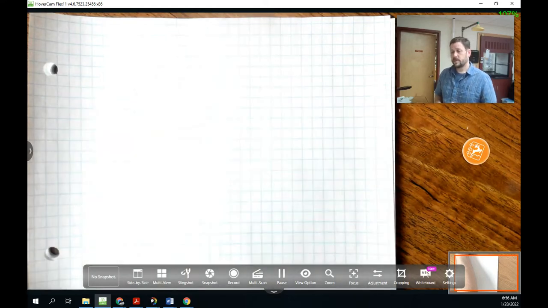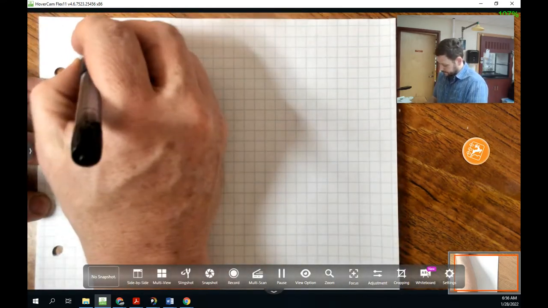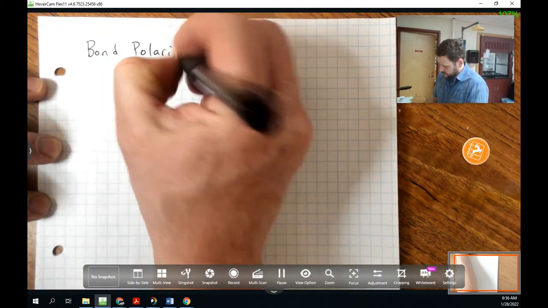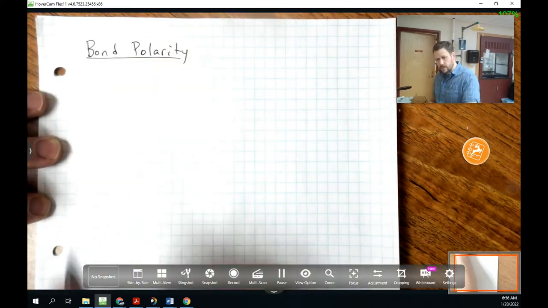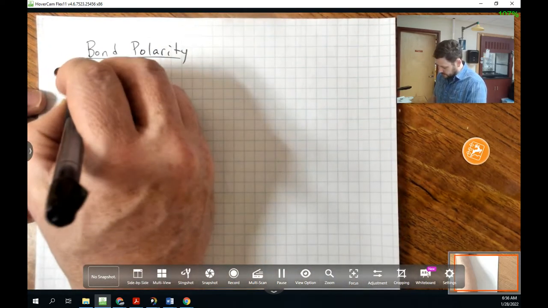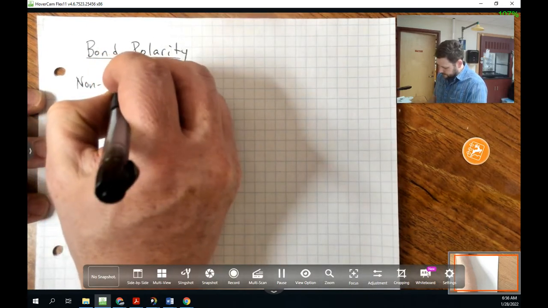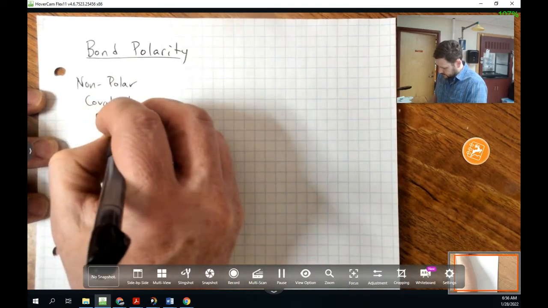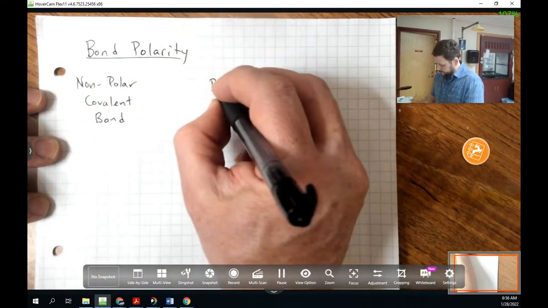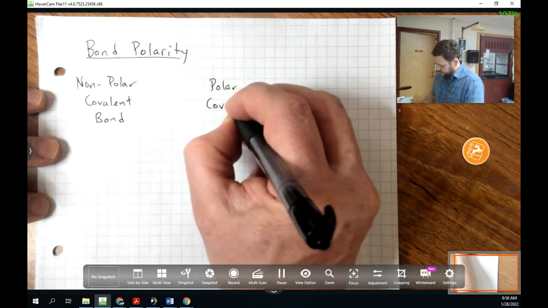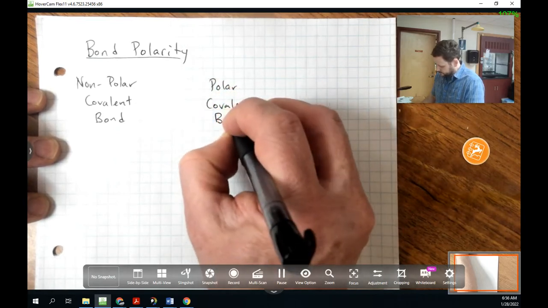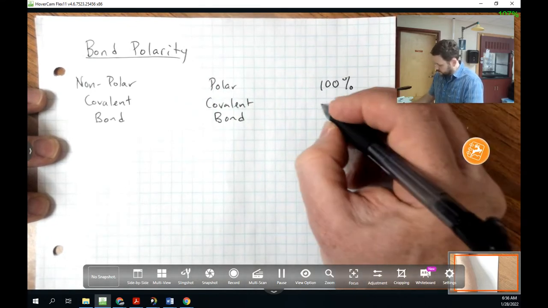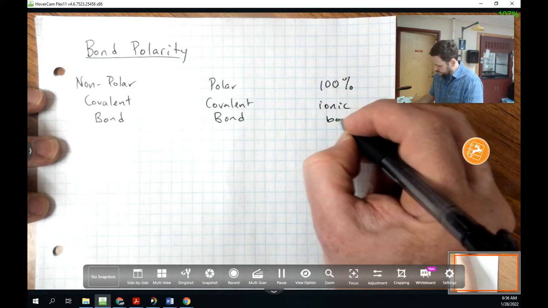All right, so in these notes, we're going to talk about bond polarity and introduce the idea that bonds can be polar or they can be nonpolar. So we'll go through three examples. The first is a nonpolar covalent bond. The intermediate one is a polar covalent bond. And then finally, over here, we're going to represent a 100% ionic bond.